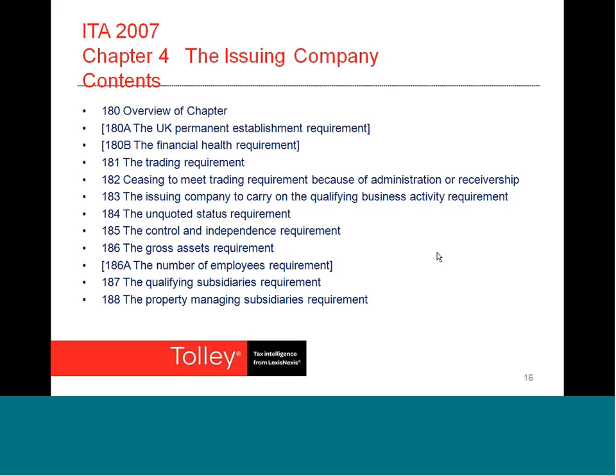I only want the key words to jump out at me. So I don't want to be looking at this. I just want to see those keywords jumping out at me when it comes to highlighting. So this is in the content itself. And so in the content, I've nearly given myself a memory jogger by just highlighting the keywords: trading company, qualifying business activity, unquoted, gross assets, employees. Those are the main things to remind me of what the main conditions are. I can then go into legislation if I need even more detail and start highlighting that.